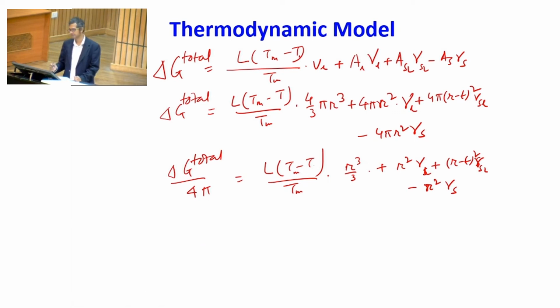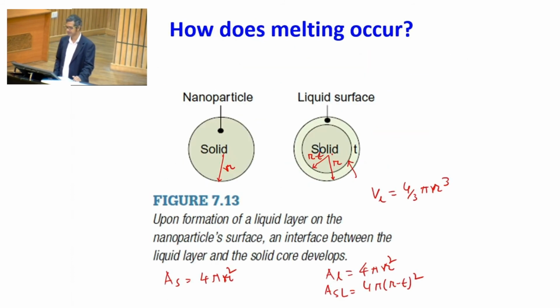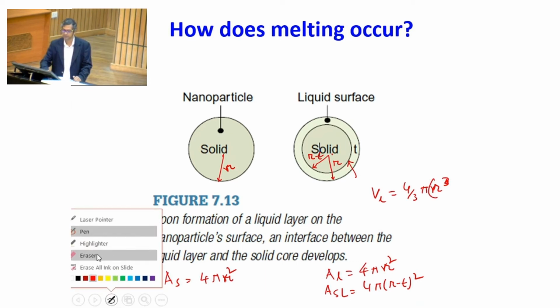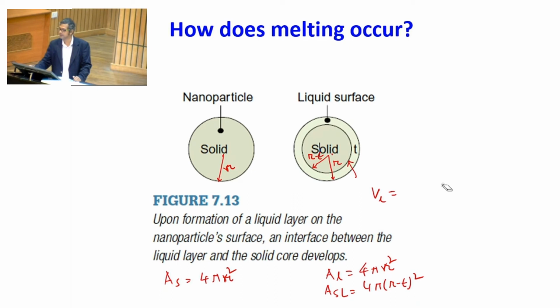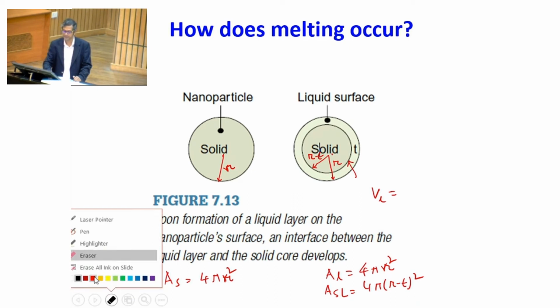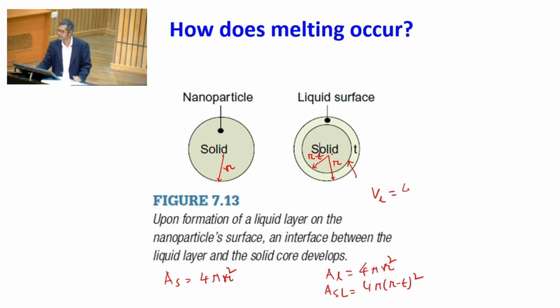I think we are making a mistake here. That is very clear. They are not considering this liquid. So I am sorry, I made a wrong assumption. This should be this liquid layer, which is nothing but the difference between the volumes, 4/3 pi r cube minus 4/3 pi (r minus t) cube, right? So you can easily calculate that.